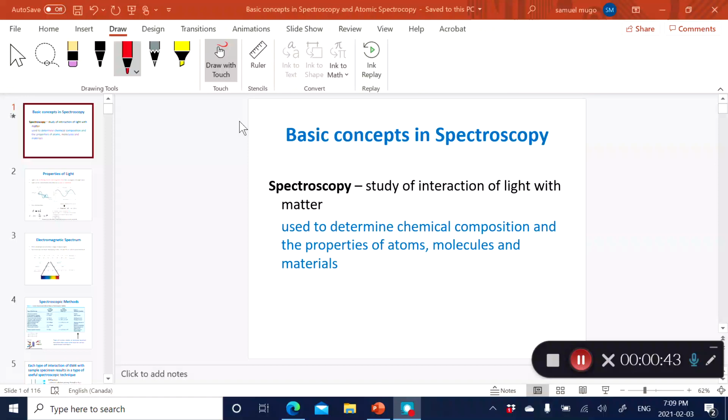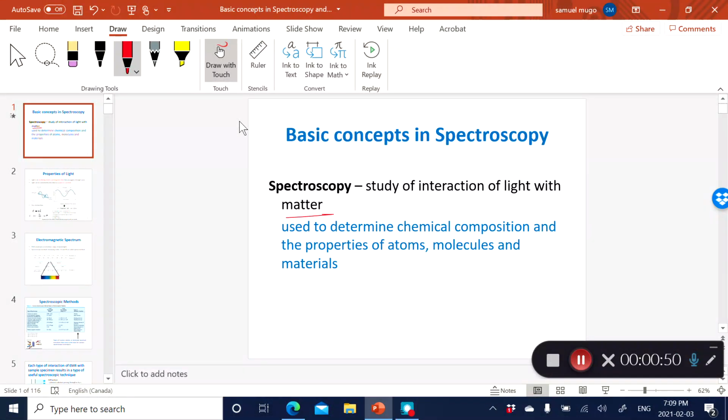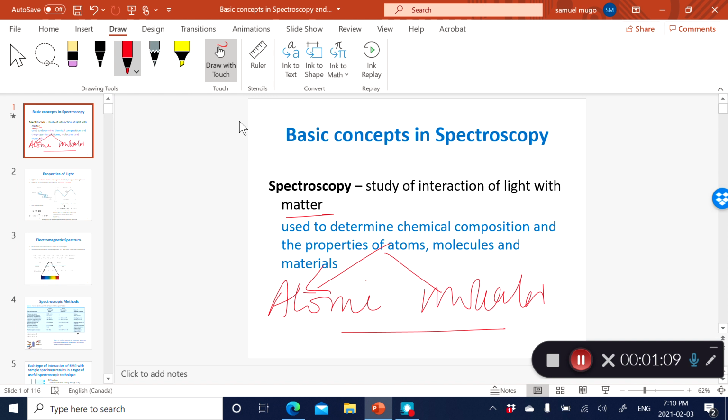Now, remember, spectroscopy is the study of the interaction of light with chemical specimens, or with matter. It is used to determine the chemical composition of both atoms as well as molecules. As such, you can have atomic spectroscopy as well as molecular spectroscopy, all of it based on the way the atoms or the molecules are going to perturb electromagnetic radiation when the light impinges on those types of materials.